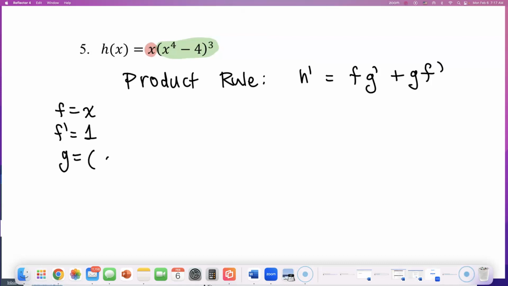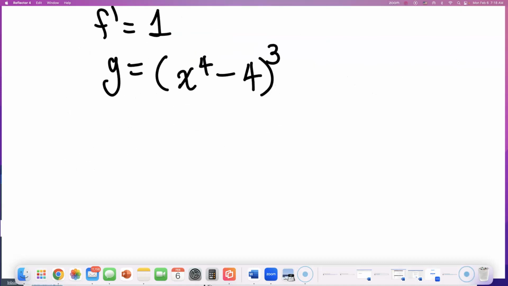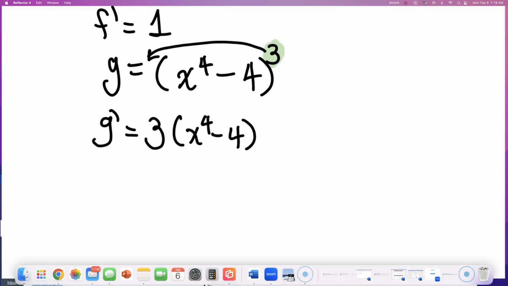Now here we're going to have to use the chain rule. So I write down that g is this green highlighted part, right? I am going to have to take the derivative of this g using chain rule. So take a look. Bring down this 3 to the front first. 3 times x to the 4th minus 4 raised to the 2nd power. Now I am going to find the derivative of the inside part, right?